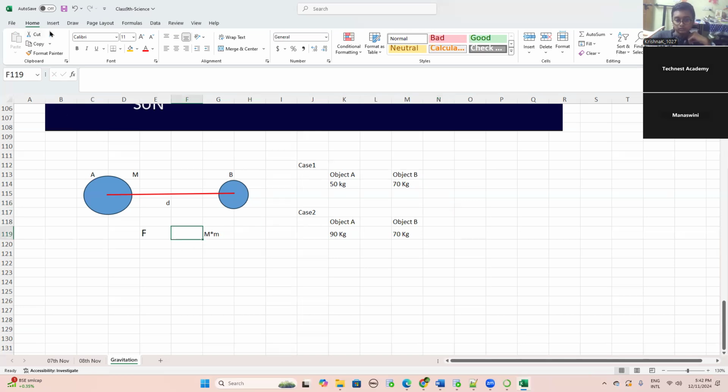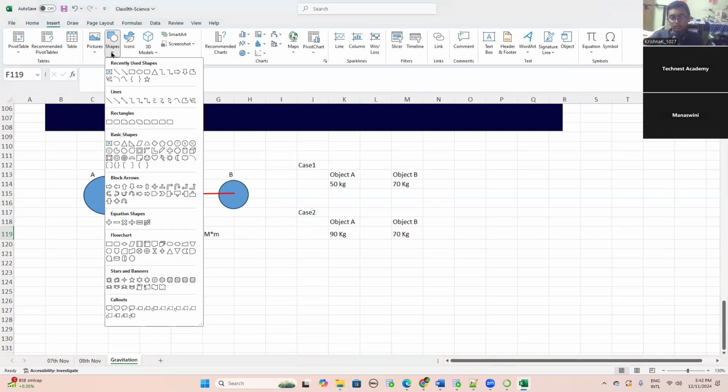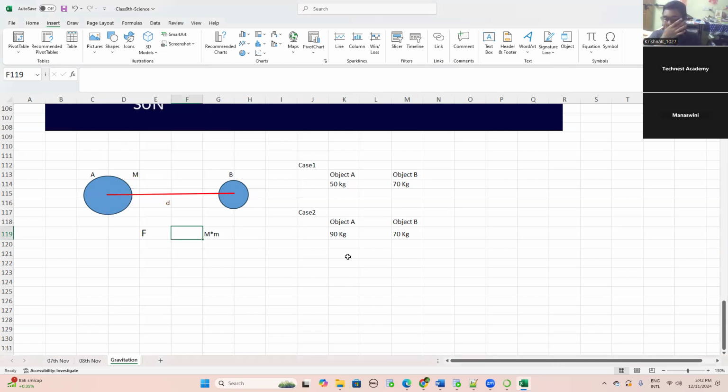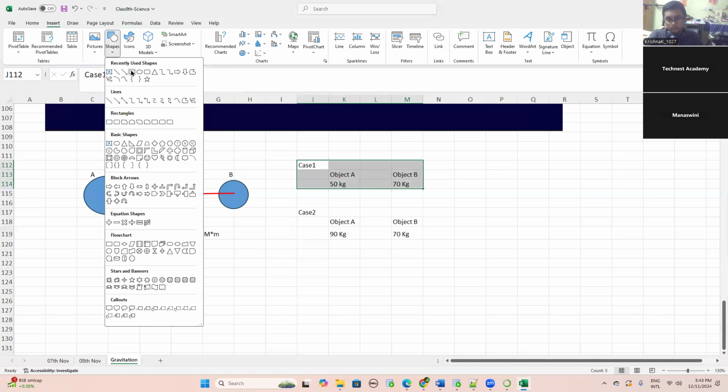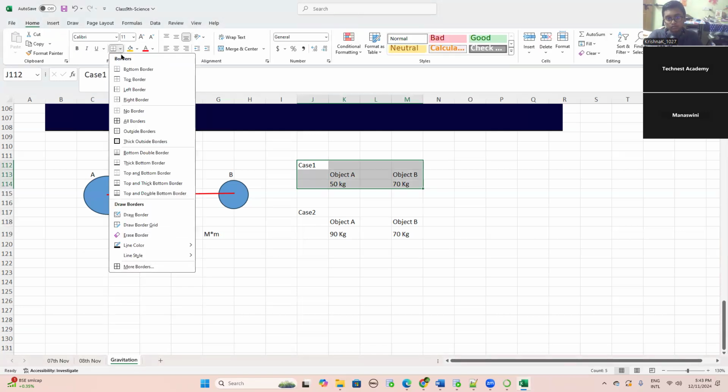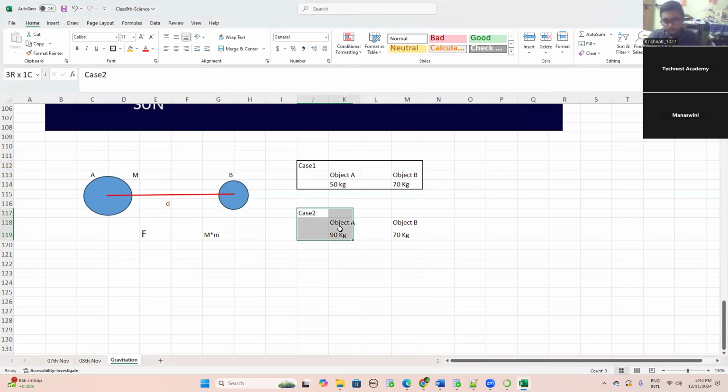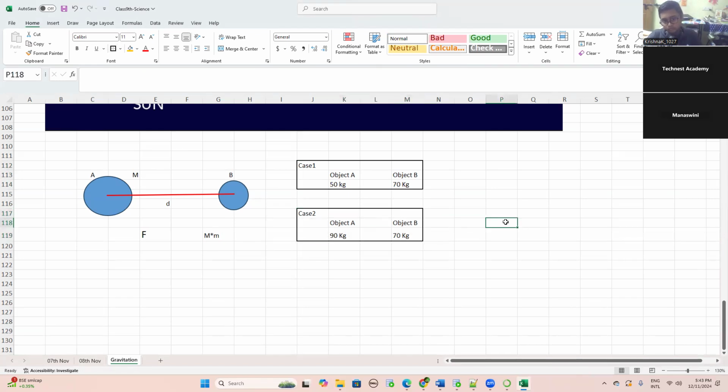Case 2, sir. Because in case 2, the object A has more mass. Sir, could you repeat the question? See, my question is, case one, object A has 50 kg, object B has 70 kg. Case 2, object A has 90 kg, object B has 70 kg. So my question is, in which case the force will be more? Sir, in case 2, because with more mass there will be more pressure.